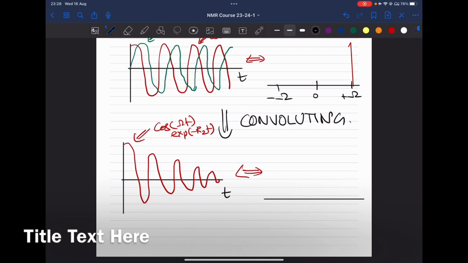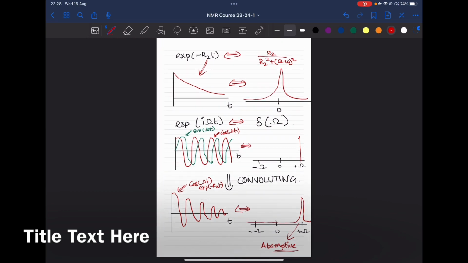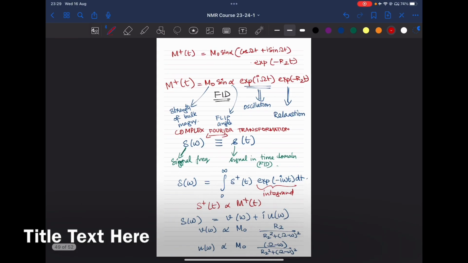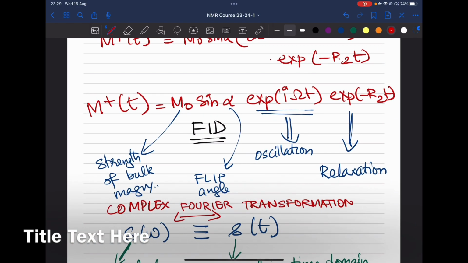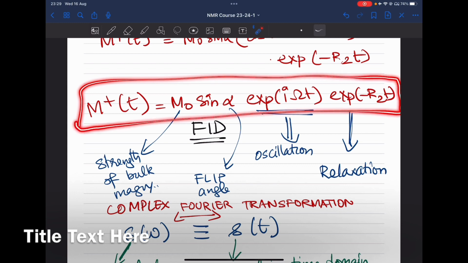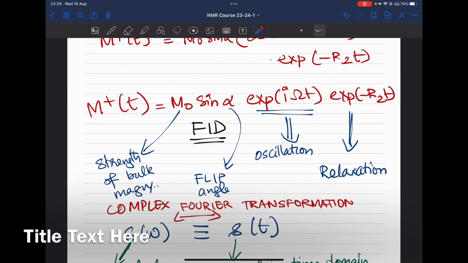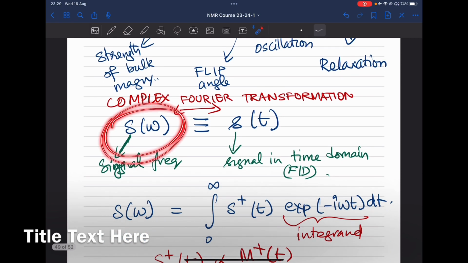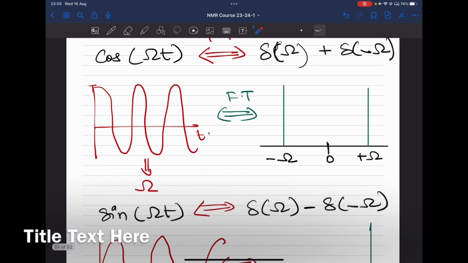will result in a signal that is convoluted wherever the signals are. Basically, you get zero everywhere. This is the absorptive signal that we are referring to. So I hope this has served a little bit of understanding on how this signal, which we measure as evolution of magnetization in the time domain, which is called the free induction decay, ends up converting itself into a frequency domain spectrum. So let's go back and take a look at this.